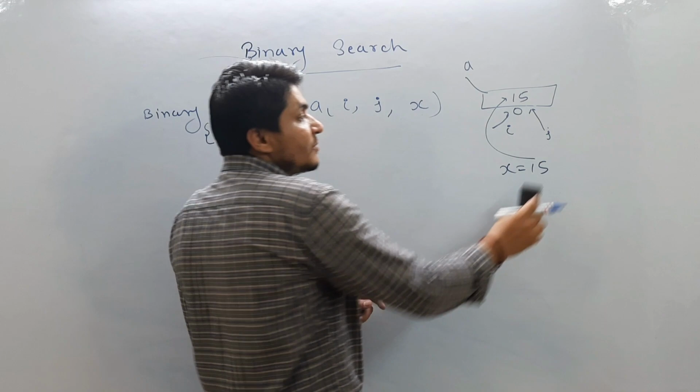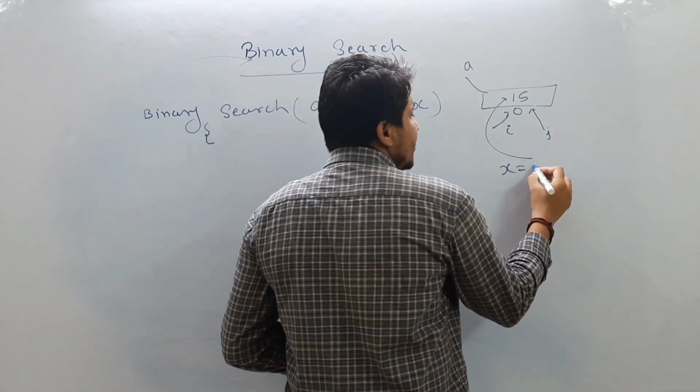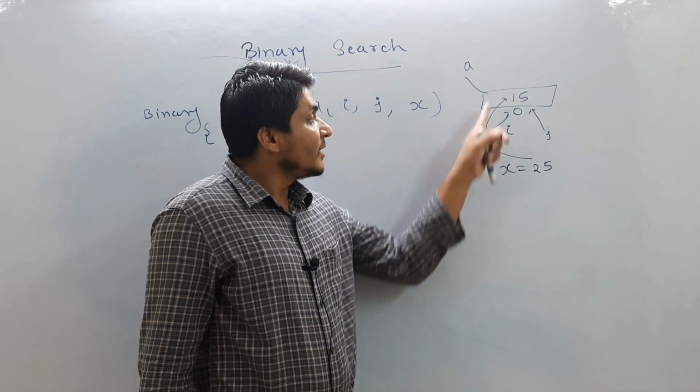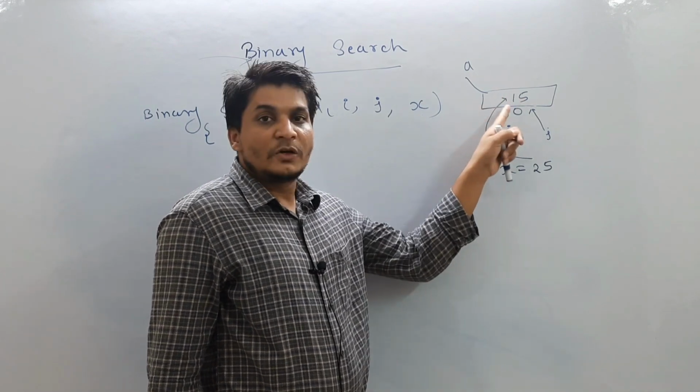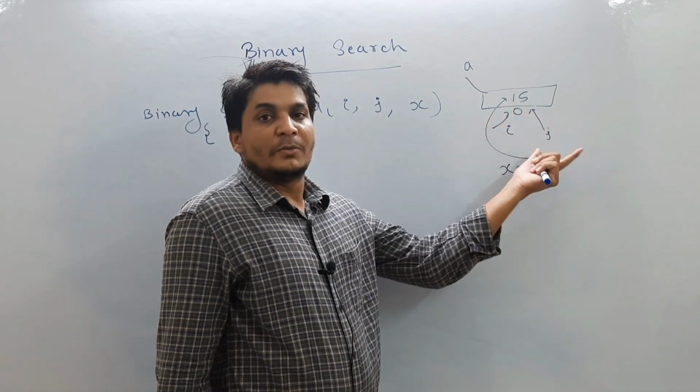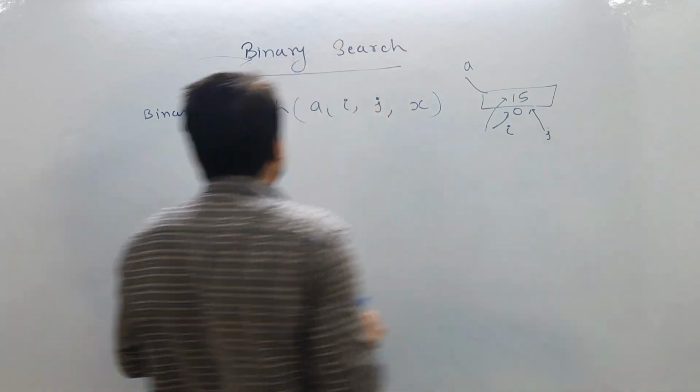Then what could be the other possibility? Let's suppose I am searching for 25. Then I will compare, and because only one element is there in the array, that element is not 25. So I can say that element is not available. So this is the one element problem.